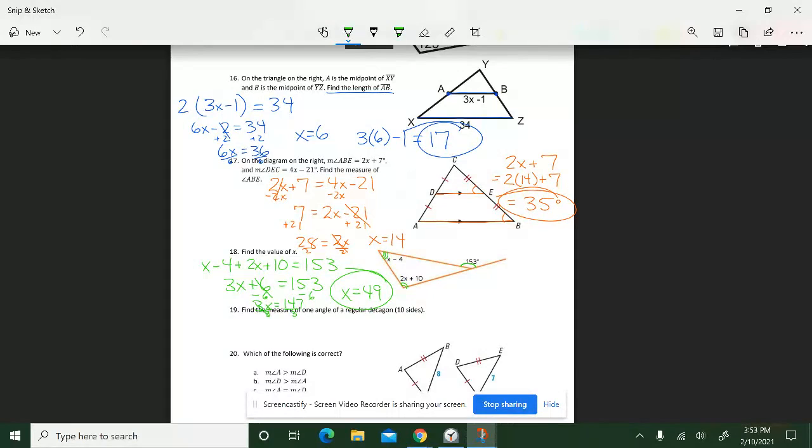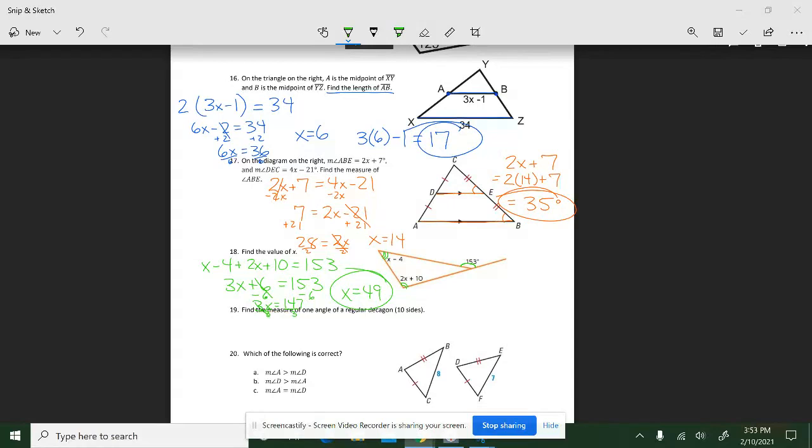Number 19, find the measure of one angle of a regular decagon. And it tells us a decagon has 10 sides, which is very important to know. So the first thing we have to do, just like on number 15, is use our little formula, s minus 2 times 180, to find the total of all the angles of the decagon. So s here is 10. So we have 10 minus 2 times 180.